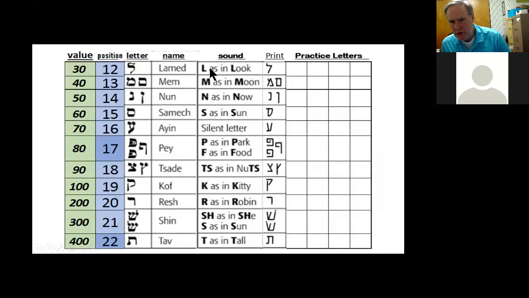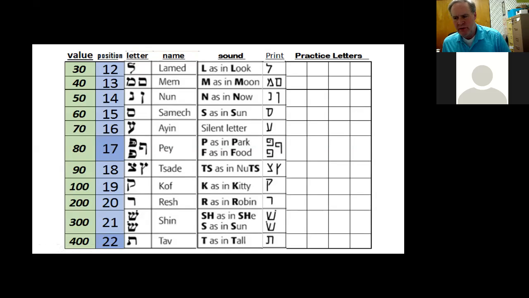Lamed says Lou. Mem says moo. Noon says new. Samech says foo. Ayin is silent. Pe says poo and foo. Tzadi says foo. Kof says koo. Reish says roo. Sheen says shoo and sue. Sin says sue.